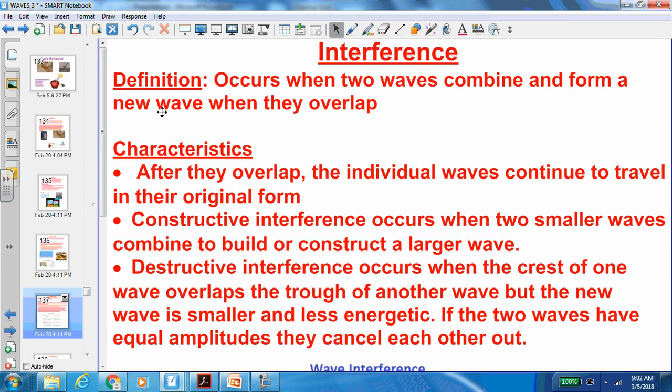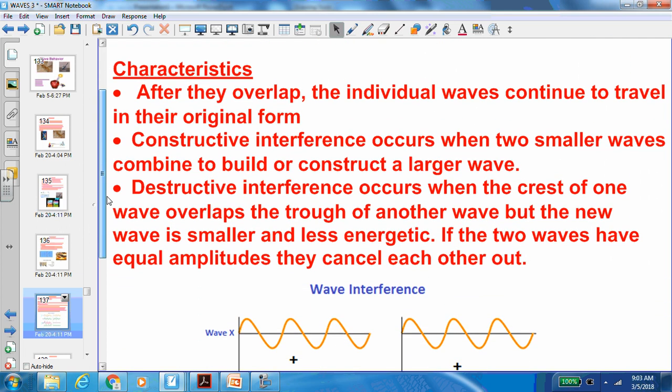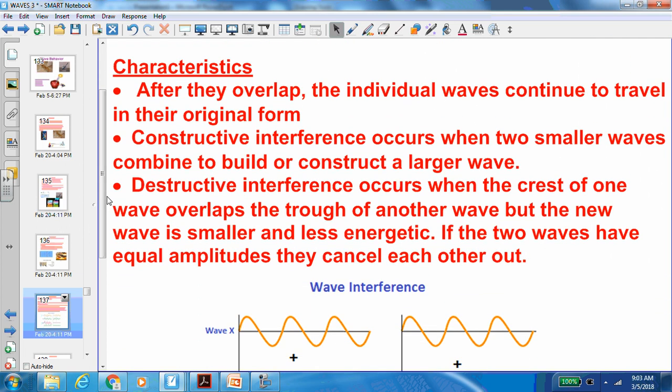Our last type of wave behavior is interference. Interference occurs when two waves combine and form a new wave when they overlap. Whenever this overlap occurs, the individual waves are going to continue to travel in their original form. So they'll overlap, and once they've overlapped, the original waves will continue to travel in their original form. There's two different types of interference that can occur with waves. It can either be constructive or it can be destructive.